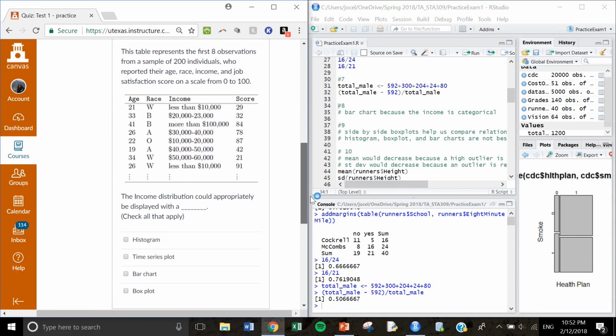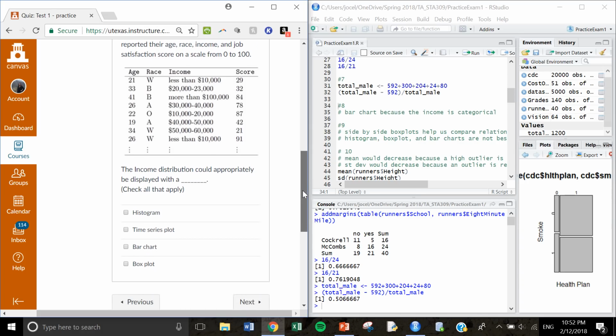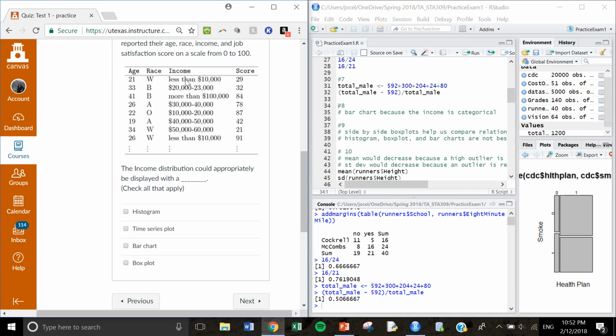Question number 8. This table represents the first 8 observations from a sample of 200 individuals who reported their age, race, income, and job satisfaction score on a scale from 0 to 100. The income distribution could appropriately be displayed with a blank. So we're going to check all that apply. So income here, these are the options: less than 10,000, 20,000 to 23,000, more than 100,000. So one that we can eliminate right away with income is a time series plot. It will not be a time series plot because there's no element of time to income. So now we're down to bar chart, histogram, and box plot.